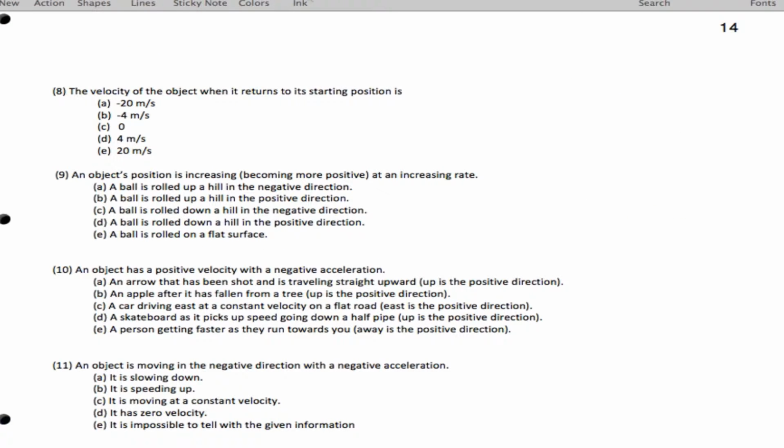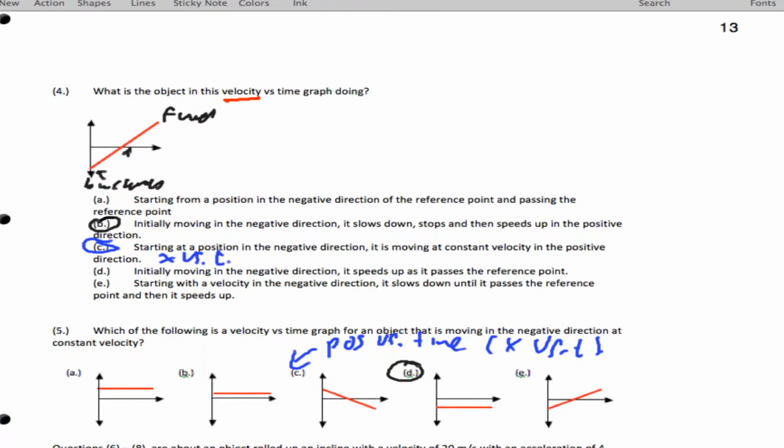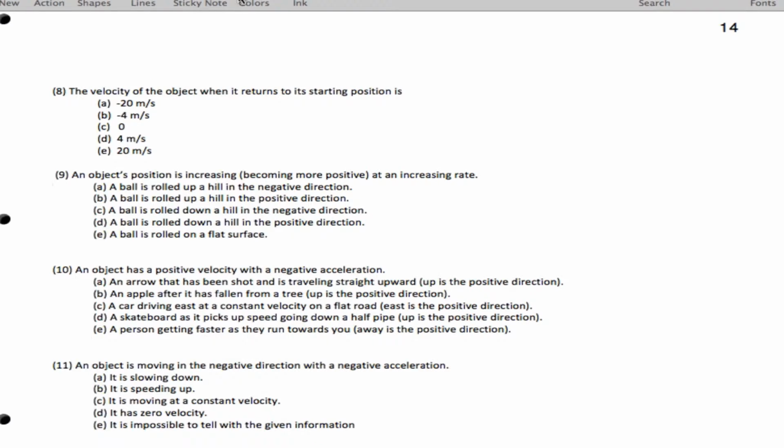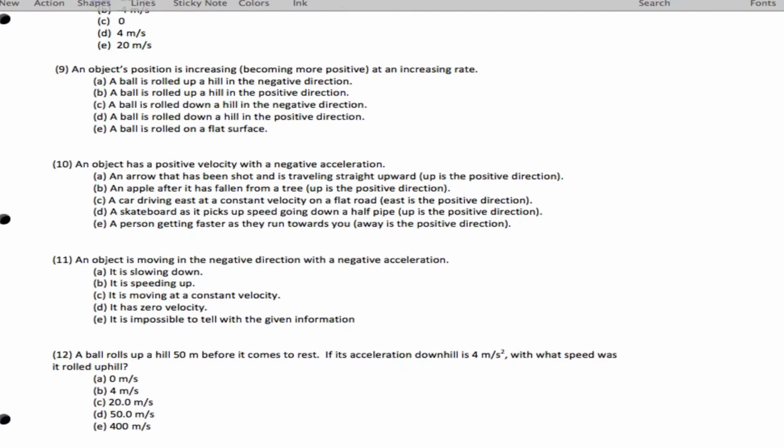All right, and now the velocity of the object when it returns to its starting position, continuing the problem from this page right here. And the velocity when it returns is going to be 20, that's the speed, but now it's going in the negative direction downhill. Now, let's move on to questions 9, 10, 11, and 12.